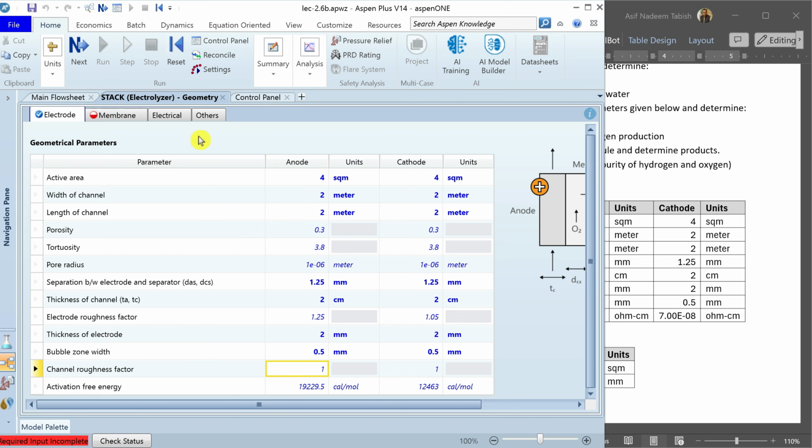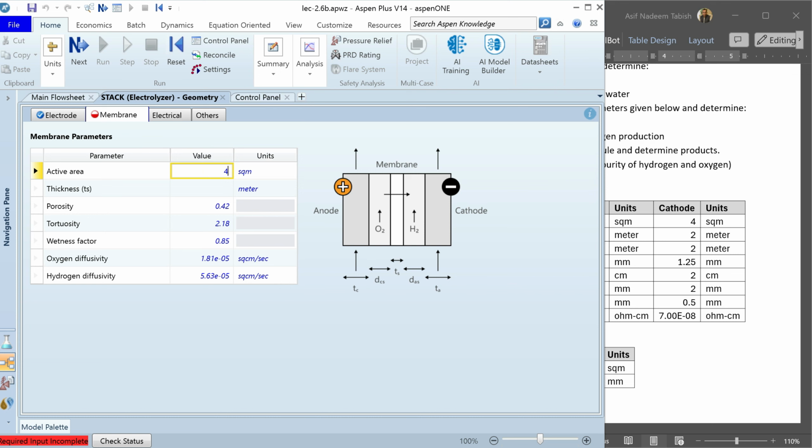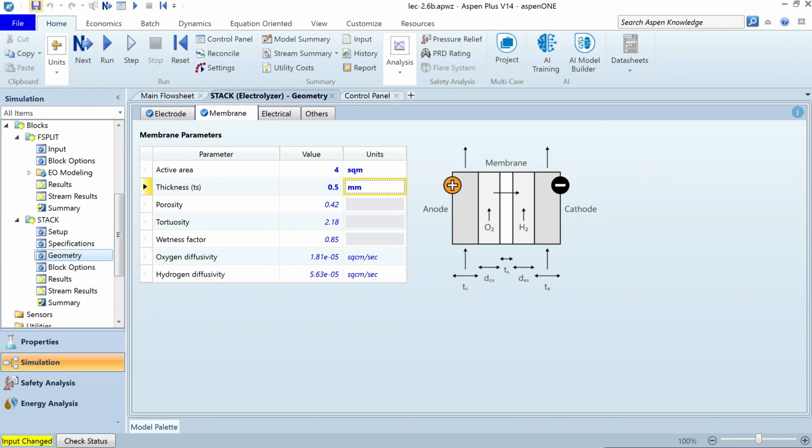Let's enter the information for the membrane. For the membrane, the active area is 4 square meter and the thickness of the membrane is 500 microns or half a millimeter. So let's enter 4 square meter and half millimeter thickness of the membrane. With this, all required information is complete and we are ready to run the simulation. Let's save the file first and run the simulation.